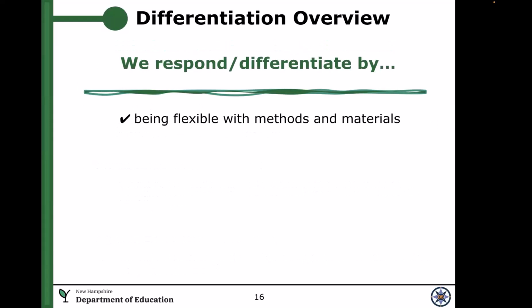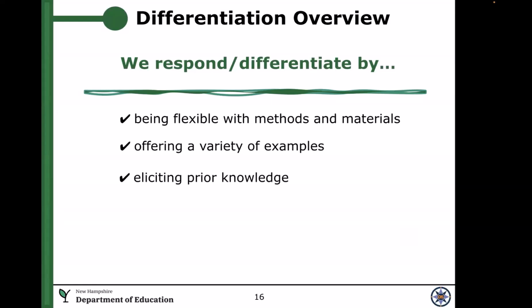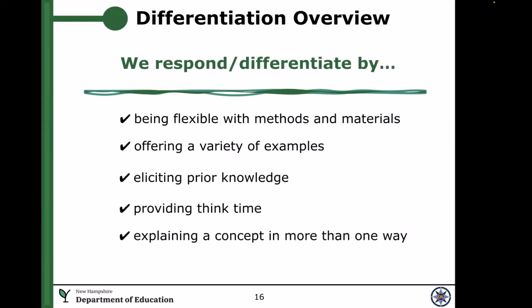So how do we differentiate? How do we respond? We want to be flexible in our methods and materials. We want to offer a variety of examples. Eliciting prior knowledge is going to help us. We want to provide think time for students, and we want to explain a concept in more than one way. That in and of itself is differentiation.